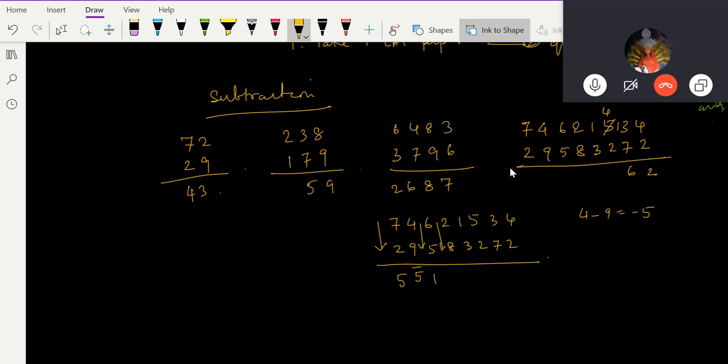2 minus 8 is minus 6. So I'll write a 6 bar. 1 minus 3 is 2 bar. 5 minus 2 is 3. 3 minus 7 is 4 bar, sorry. And 4 minus 2 is 2, right?